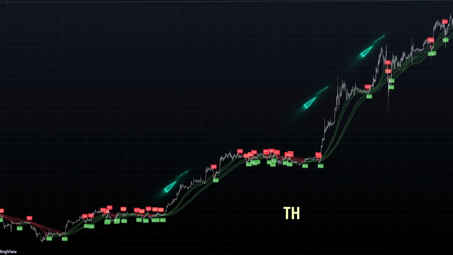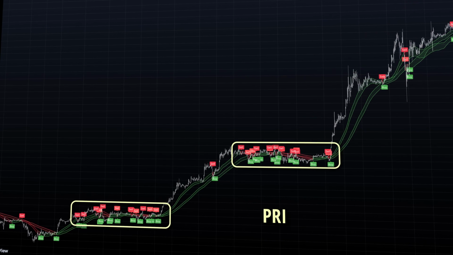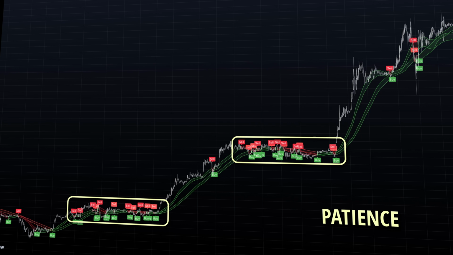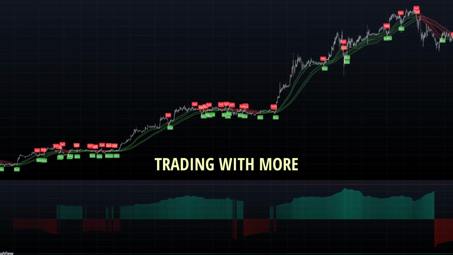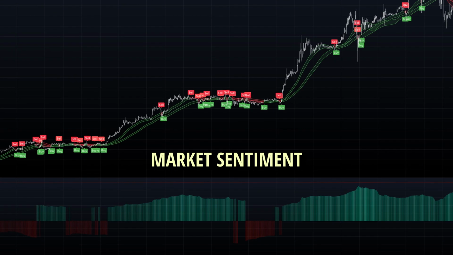It's worth mentioning that this strategy works best in trending markets and can look quite messy while price is in the range. That's why patience is key here. If you prefer trading with more confluences like me, you can add another tool to confirm market sentiment.